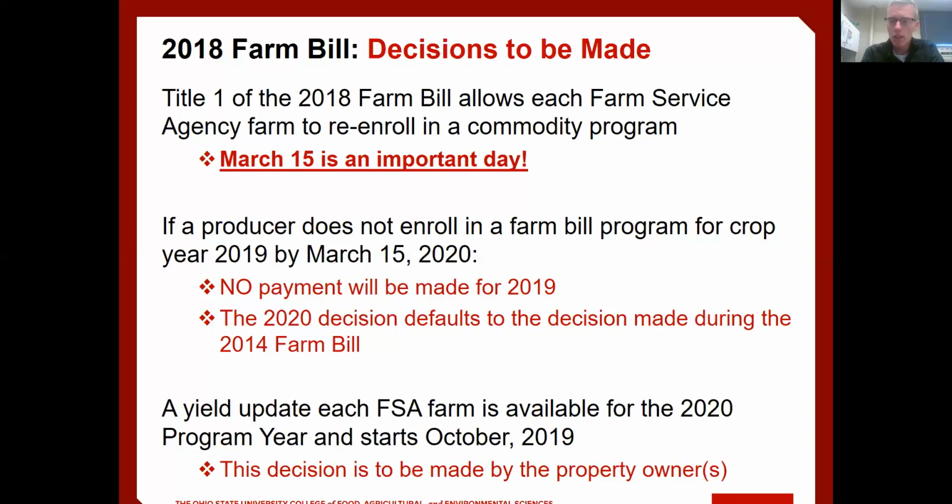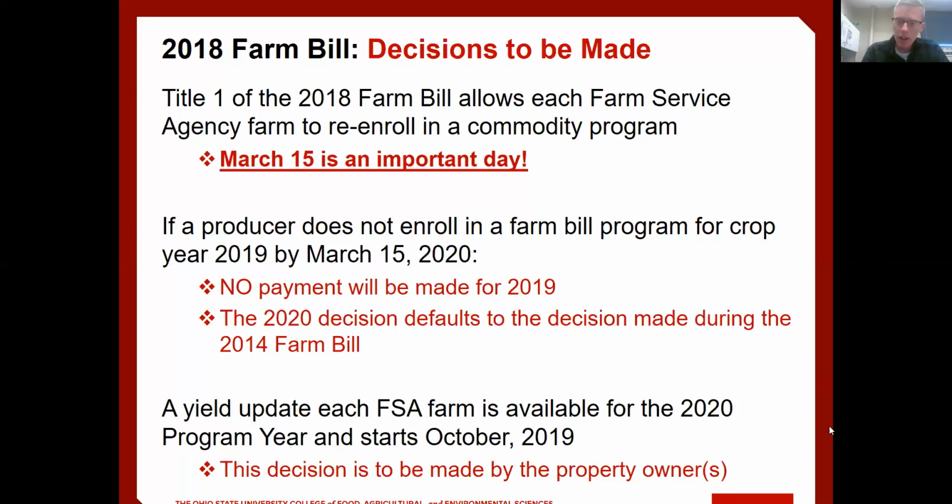Now this decision is, again, both for 2019 and 2020. So there are thoughts and impressions that we have that we'll walk through in terms of how you should make your decision. The second bullet point down here talks about what I just said in terms of the decision for 2019 needs to be made by March 15th, or you lose your payment for 2019 and your 2020 decision automatically defaults to what you had in the previous Farm Bill.